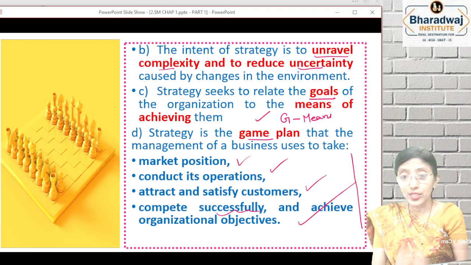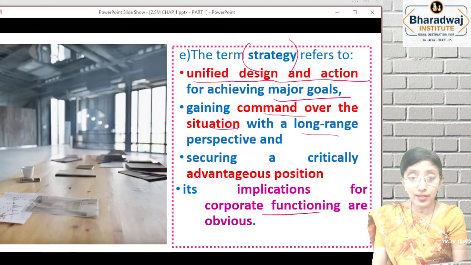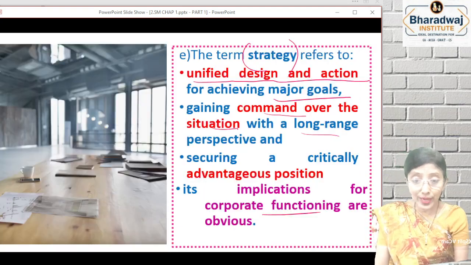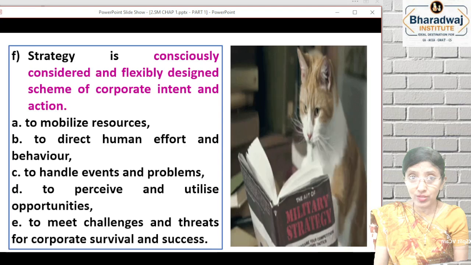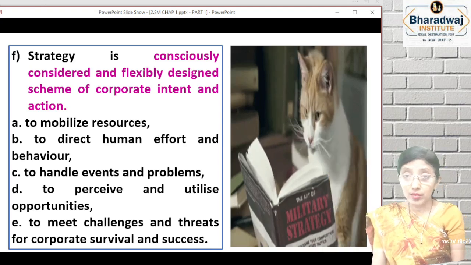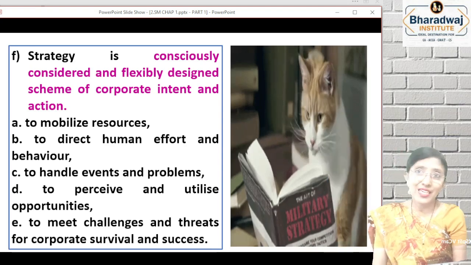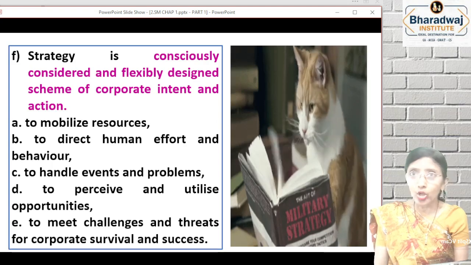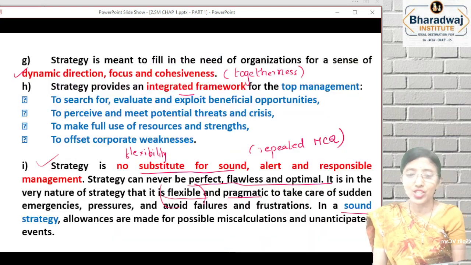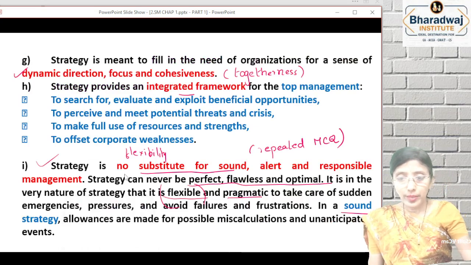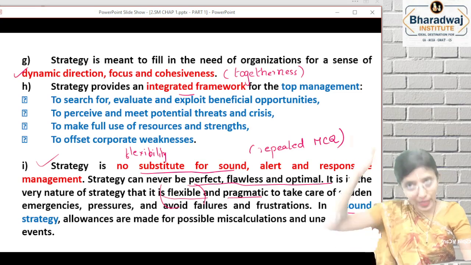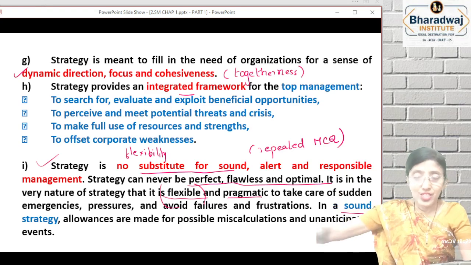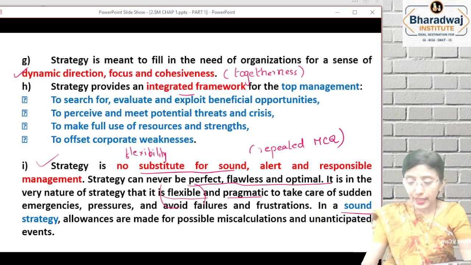Please remember, strategy is to unravel complexity and reduce uncertainty. Strategy gives you a unified design, command over the situation, right? Strategy is flexible also, remember. That is why proactive and reactive. According to the dictates of the environment, we will change it. This is one repeated question. Strategy is not a substitute for sound, alert, responsible management. Management is important. Strategy is helping you, facilitating the process of management.